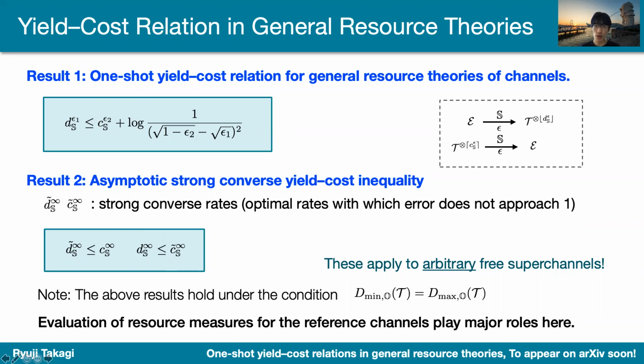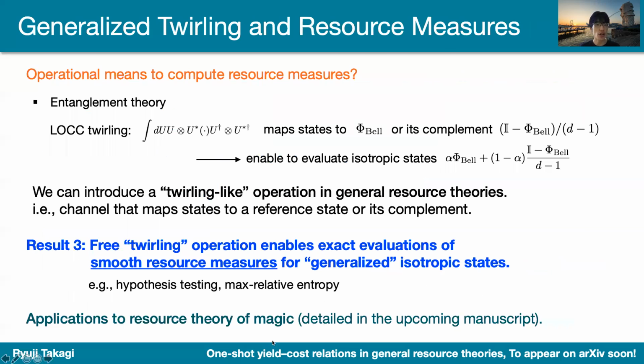These are the two resource measures we consider in the manuscript. In other words, the evaluation of these resource measures for this target channel T plays a major role in our discussions. So this motivates us to consider the evaluation of resourcefulness of some class of input resources. Is there any nice operational means to compute resource measures? This might be of separate interest, but it's also related to this yield-cost relation.